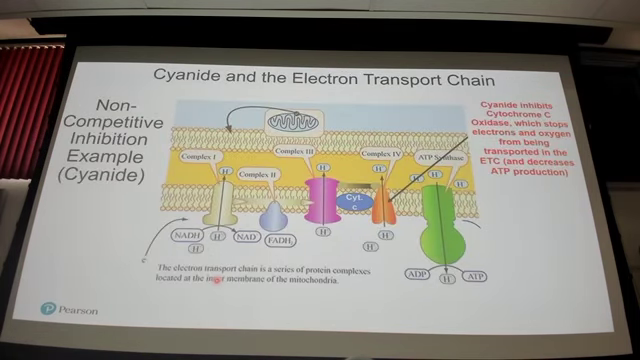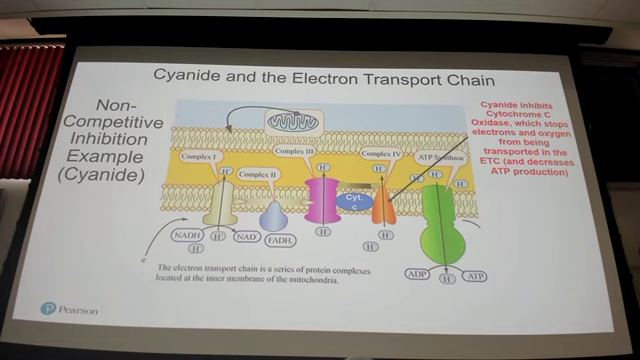Here's an example of a non-competitive inhibitor, cyanide. Cyanide acts on, this is the electron transport chain. So the electron transport chain is the final step in energy production. In the electron transport chain, electrons and oxygen are passed along the different complexes. We're going to talk about this in much greater detail in the next slide. But electrons are passed along the complexes, and the end result is the production of energy in the form of ATP. So here's complex 4 where cytochrome C oxidase lives.